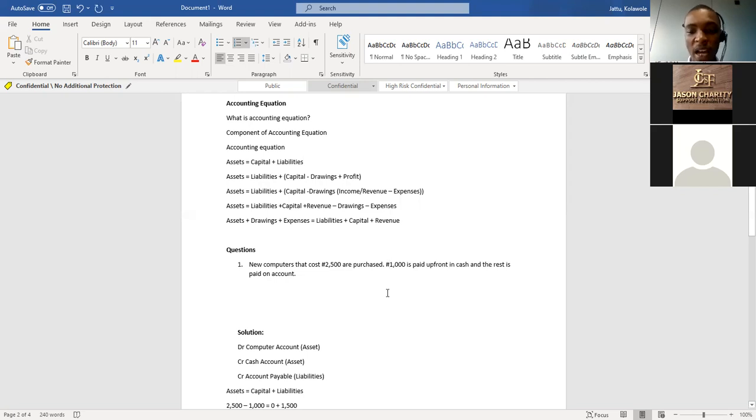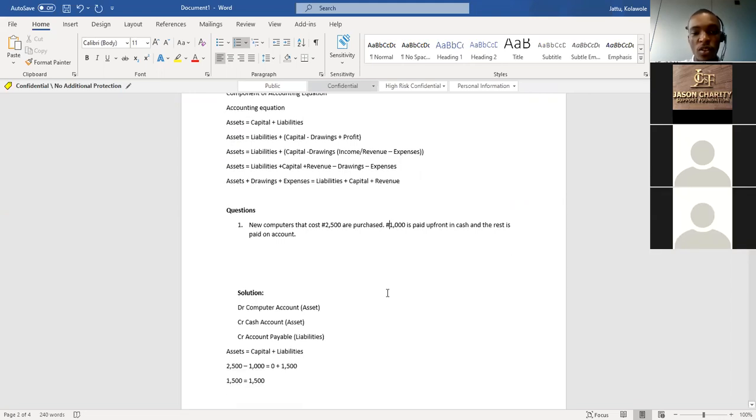So the remaining amount that is expected to be paid over time, which is 1,500, which means the entity has not paid it now, becomes a liability. Since the entity or the company is not paying that amount now, that means the liability of the entity is increasing, right? And since the liability of the entity is increasing, as I've said earlier, anything that will increase liability, capital and revenue is meant to be credited. So credit your liability with that 1,500 naira.